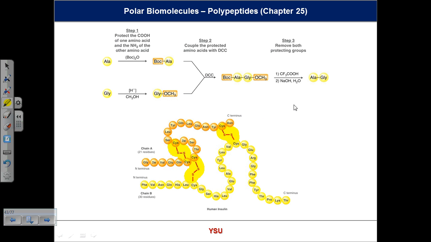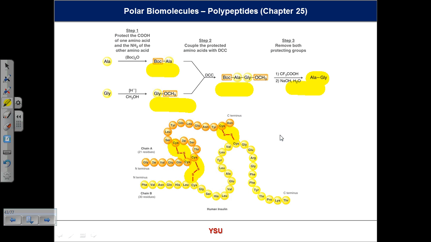So how do we make that? Well, it takes a lot of time and a lot of effort because you have to add blocking groups to all your amino acids. You then have to couple them. You then have to de-block them. And if you follow this through, you've only got a dipeptide so far. And this thing has something like 30 amino acids. So you've got to do that again and again and again and again.